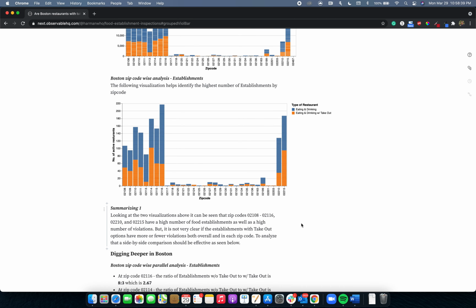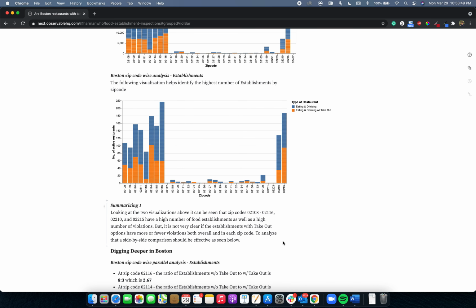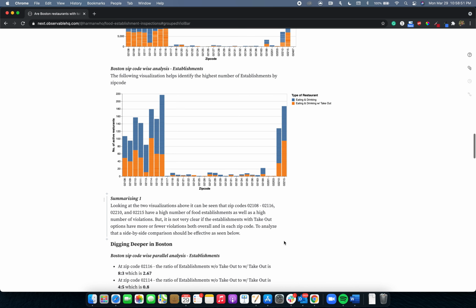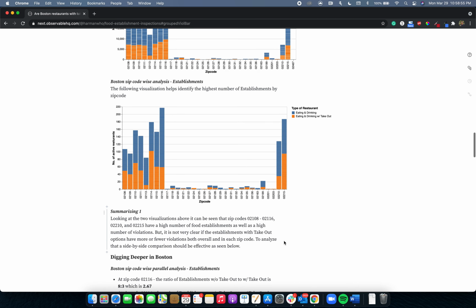We can see that 0 to 108, 0 to 116, 0 to 110 and 0 to 115 have high number of food establishments as well as high number of violations, but it's not very clear that the takeout options have more or fewer violations in this case.